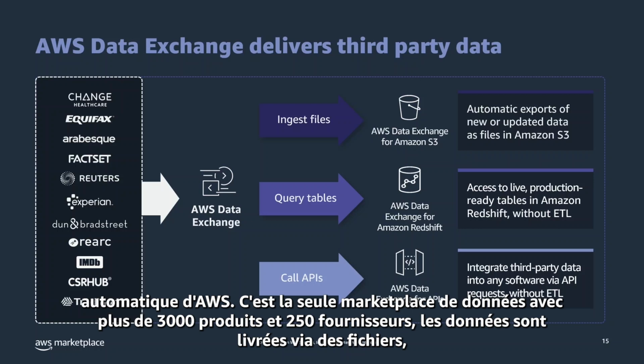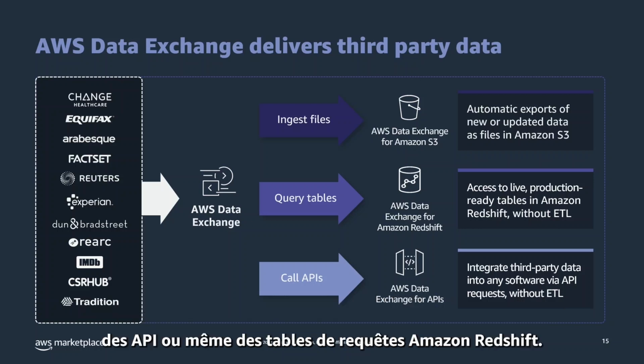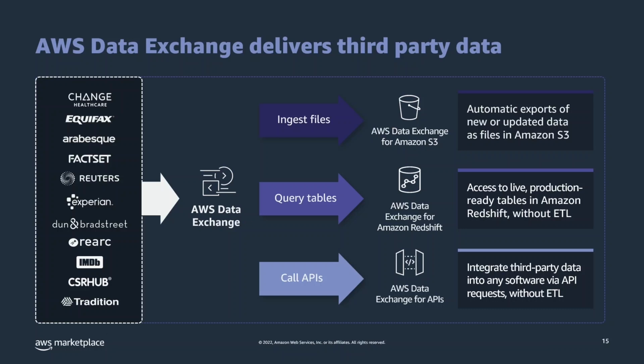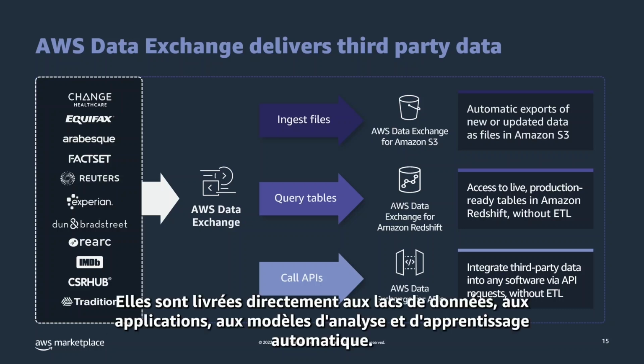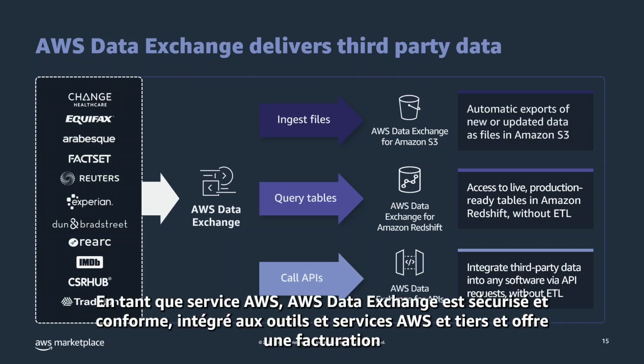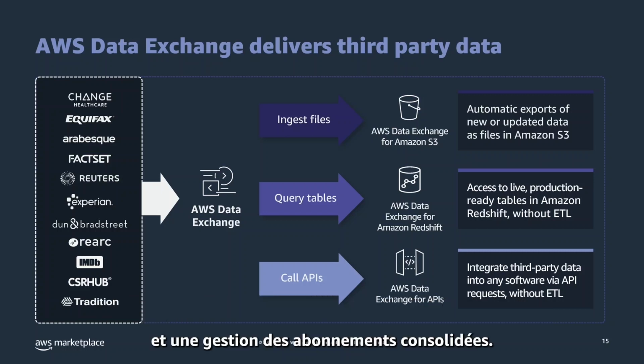The data is delivered through files, APIs, or even Amazon Redshift query tables. They are delivered directly to the data lakes, applications, analytics, and machine learning models. As an AWS service, AWS Data Exchange is secure and compliant, integrated with AWS and third-party tools and services, and offers consolidated billing and subscription management.